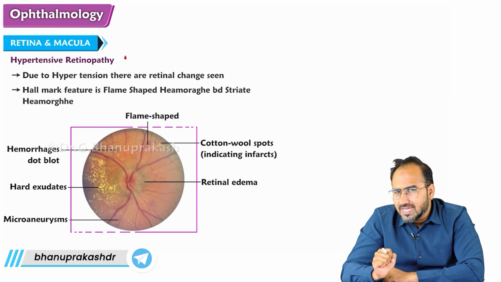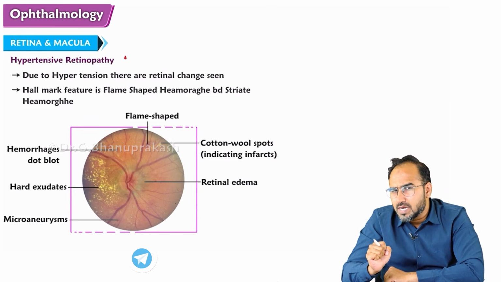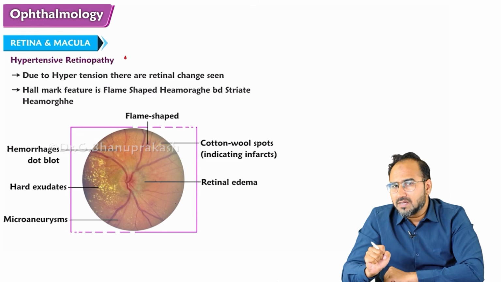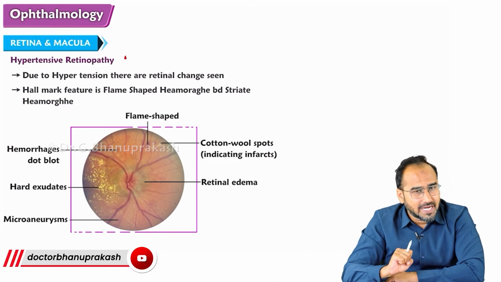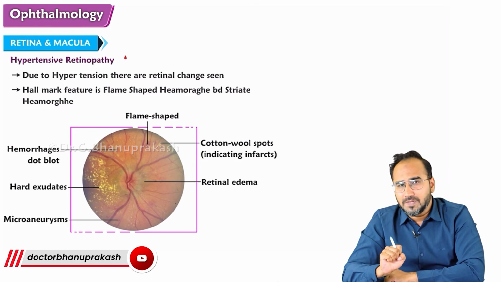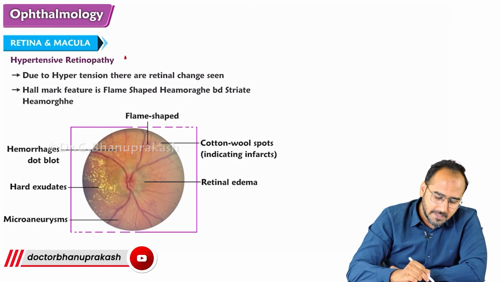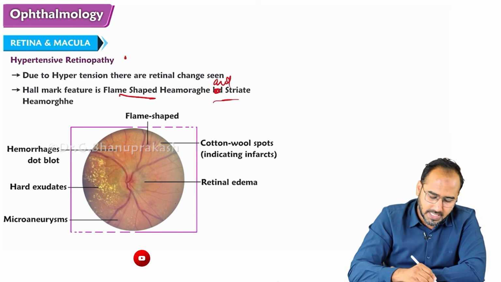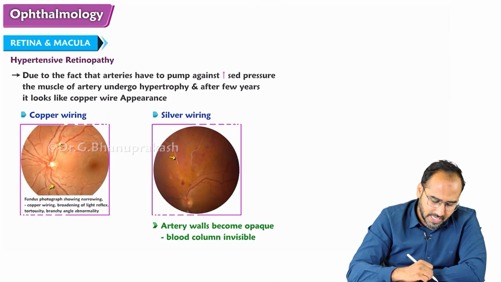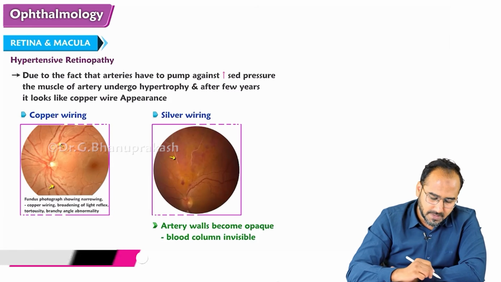And once again, guys, as the arteries are getting constricted, what will happen? The pressure inside the artery builds up, and after some time the artery might rupture, leading to what? Leading to hemorrhage. The hemorrhage that you see over here is flame shaped or striate hemorrhage. Flame shaped and striate hemorrhage could be seen over here, right?